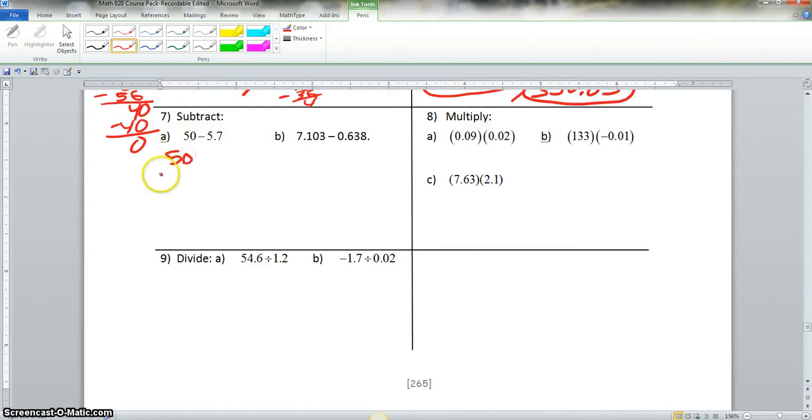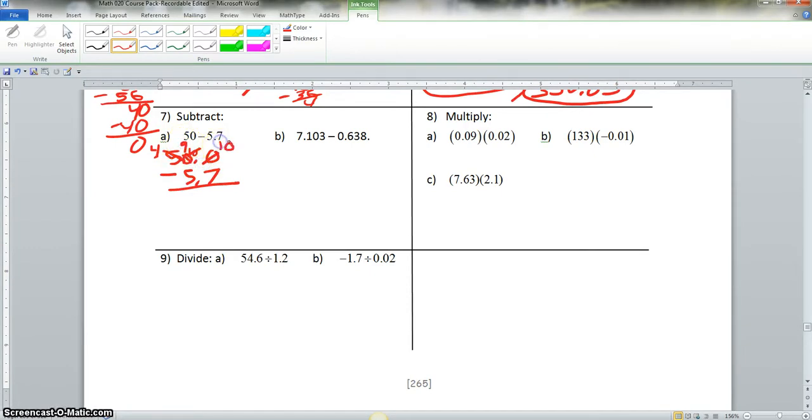So you take 50 minus 5.7. We put our decimal here and 0 here. We know we cannot subtract 7 from 0. So we have to go all the way over here to the 5 because we can't borrow from a 0. So this would be 4. We know this 0 would become 10, but we have to borrow 1 from that, which would make it 9.